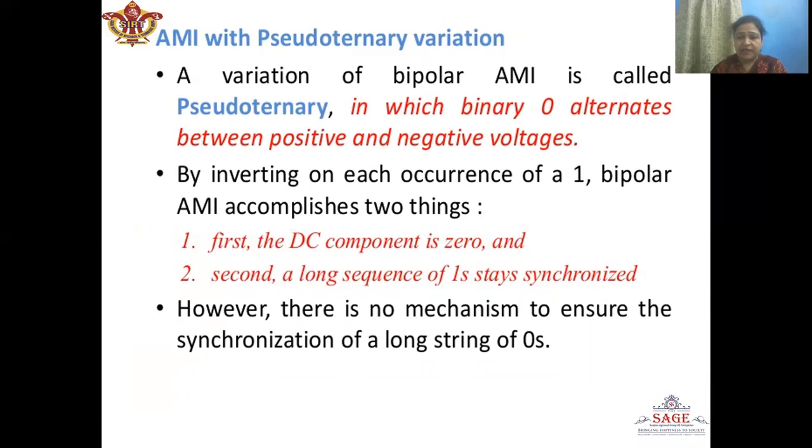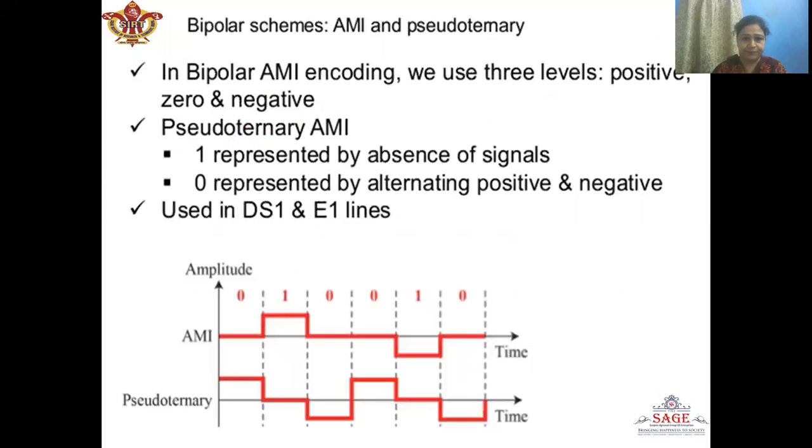Now, the advantage of using alternate mark inversion is that here the DC component is zero because both the voltage levels, positive and negative, are used. And the second advantage is that a long sequence of ones stays synchronized because there is alternation of positive and negative voltage. But the disadvantage is that there is no mechanism to ensure the synchronization of long strings of zeros, because here the binary zero is represented by zero voltage level. In bipolar AMI encoding, we use three voltage levels: positive, zero, and negative.